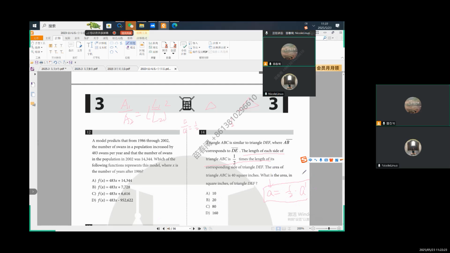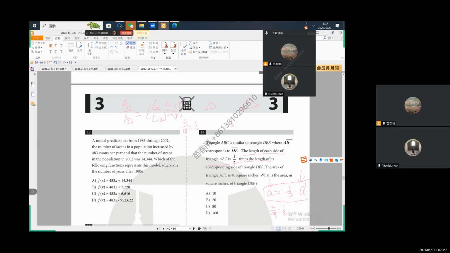This is ABC, and this is DEF. So A over A1 is 1 over 2, right? I mean A prime. Does that make sense? A over A prime is 1 over 2, right? So A over A prime, it is length L1 over L2, right? Which is 1 over 4 then. I mean 1 over 2 squared, right?